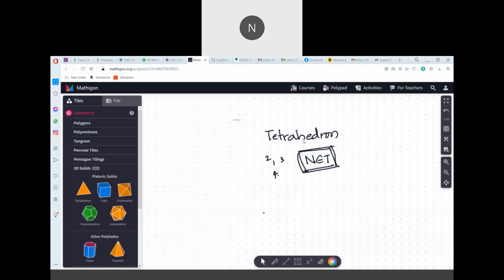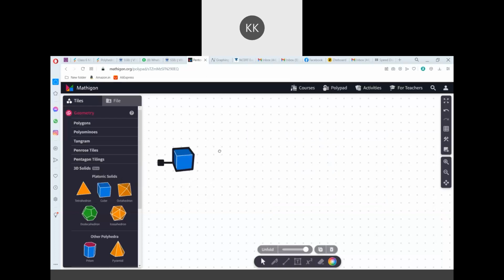Let me show other figures also. I am taking a cube now. Let me show by rotating the cube. You can see a white color line here. These 3 lines are visible. What are those lines? Edges. These corners, each corner is called a vertex. Corner is vertex.